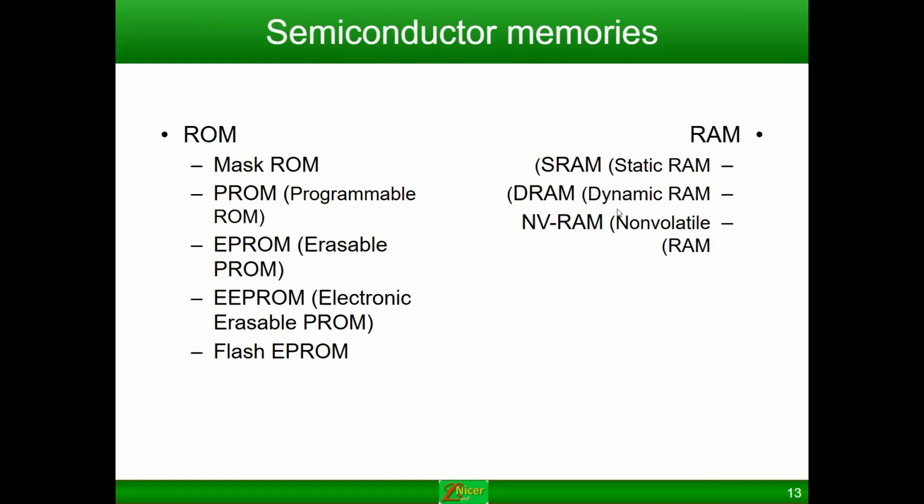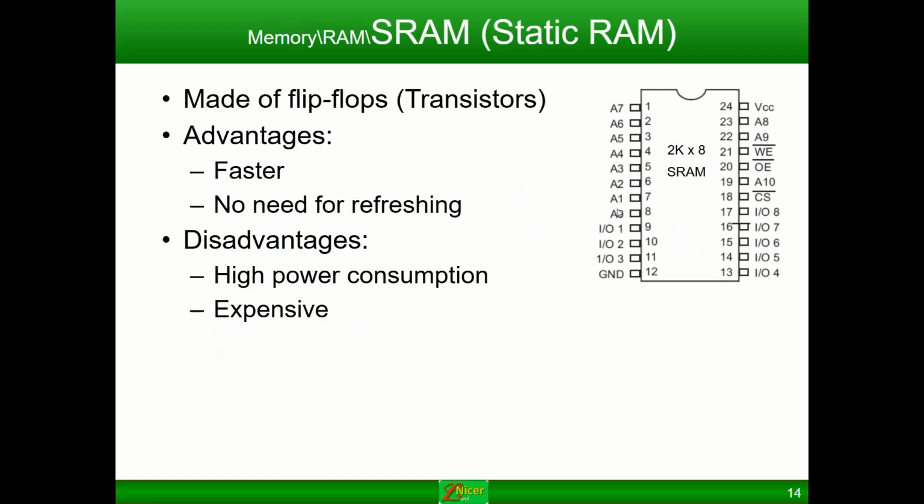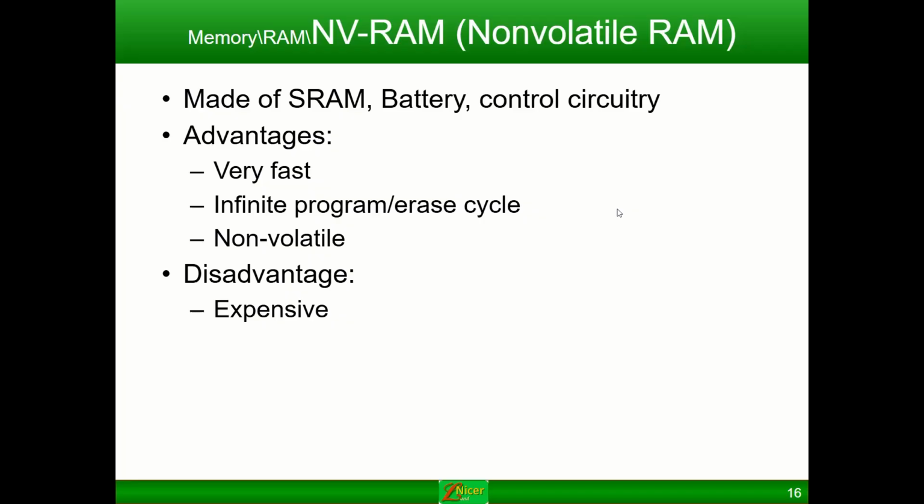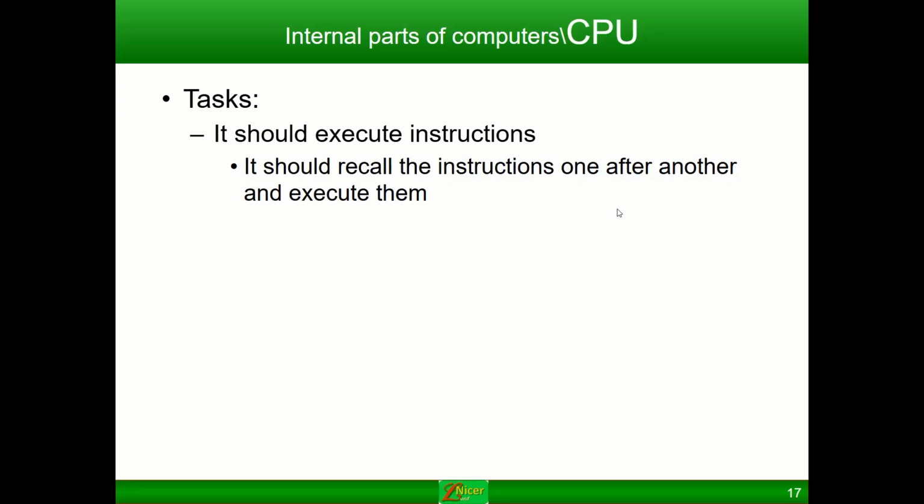If we talk about semiconductor, this also includes the same RAMs. If we talk about static RAMs, they are faster, with no need for refreshing, but they have some disadvantages like high power consumption and they are expensive. DRAM, which is called dynamic RAM, has advantages of less power consumption, cheaper, high capacity, and disadvantages are slower, refresh needed. And if we talk about non-volatile RAM, these are made of SRAM, battery, and control circuitry. These are very fast, with infinite program array cycles, non-volatile. Disadvantages include expense. The CPU should execute instructions. It can recall the instructions one after another and execute them. So this was the definition of a simple CPU.